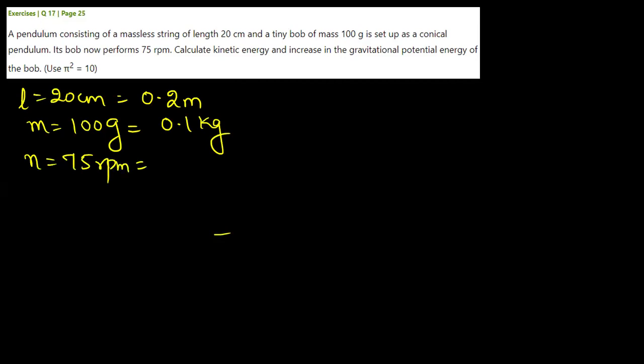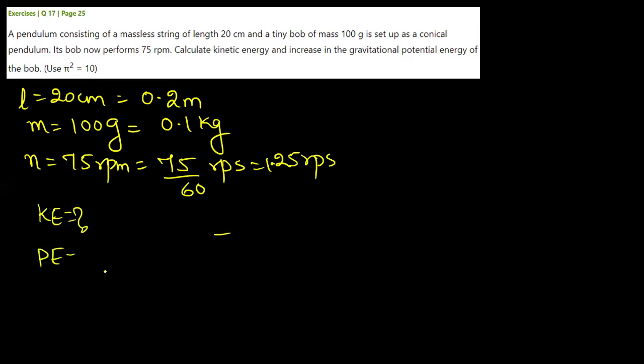Now, this is rpm means revolution per minute. You need to convert revolution per minute to revolution per second. revolution per minute को revolution per second में करेंगे, divide by 60, rps हो जाएगा. Nearly I can say it is 1.25. इसको सॉल्व करो तो 1.25 rps मिलेगा. 75/60. Calculate the kinetic energy of the pendulum. Kinetic energy and increase in gravitational potential energy. So two things: potential energy, kinetic energy.